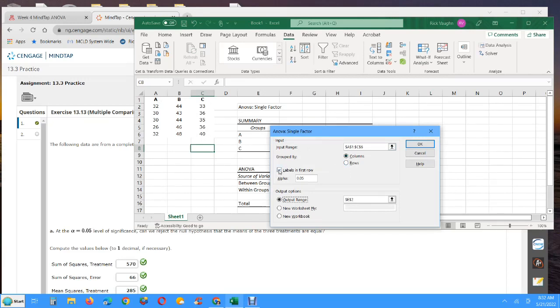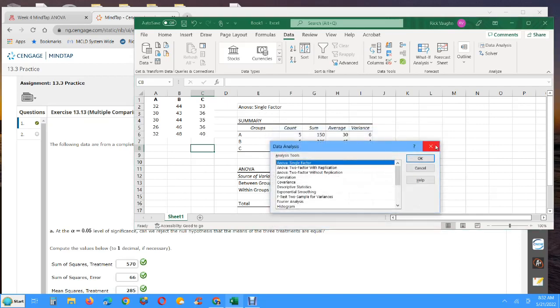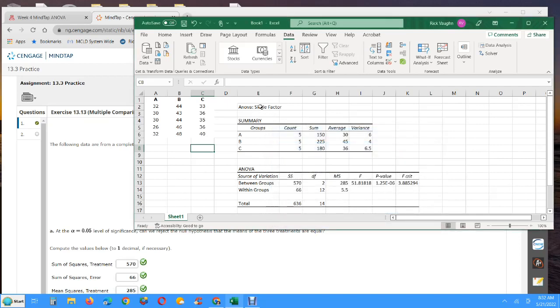I had labels in my first row, and I put an alpha value of 0.05, and then I put the out range over here into cell E2. The cell doesn't really matter, just somewhere blank on the page that's not going to get in your way. All right, so that produced for me this table, which has not only the averages for each of the groups, which we're going to need as part of the LSD procedure later, but it also gives me the ANOVA table.